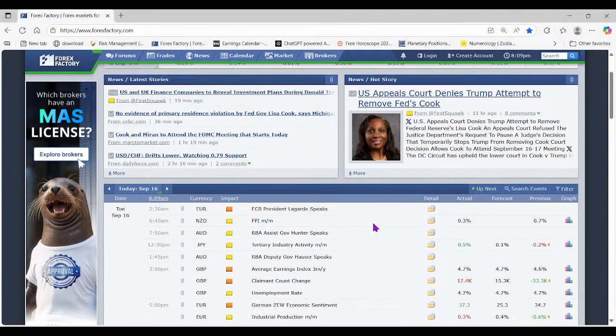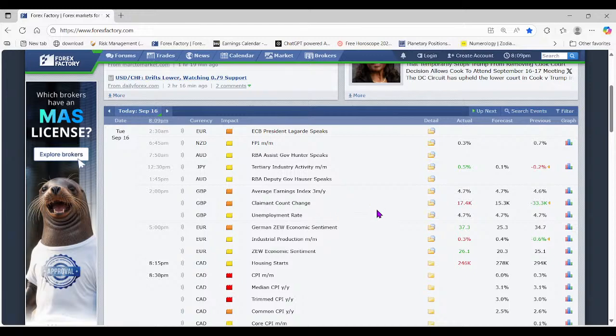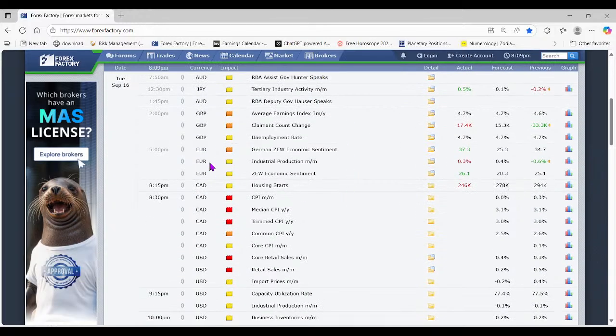Okay, the key data. Today the data that came out was from the pound claimant count change. Forecast was 15.3, came out to be 17.4, slightly worse than expected. Unemployment remains at 4.7, and we also had the German ZEW economic sentiment, forecast was 25.3, but came out well above the forecast at 37.3. So I think that's one of the reasons why the euro strengthened, and we are seeing the market moving up.